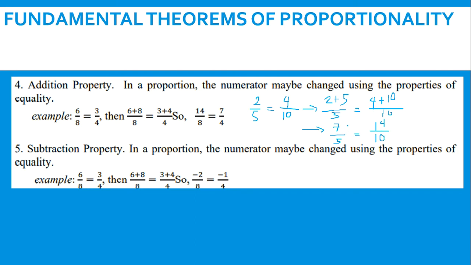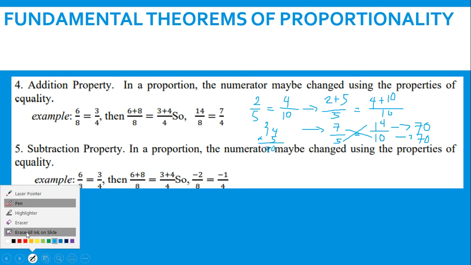Then, let's check if it is a proportion. 7 times 10, that is 70. Then 5 times 14: 4 times 5 is 20, write 0 and carry 2, then 5 times 1 is 5 plus 2, that is 7. So 70. It is the same. 7 times 10 is 70, 5 times 14 is 70. So, correct. That is about the addition property.